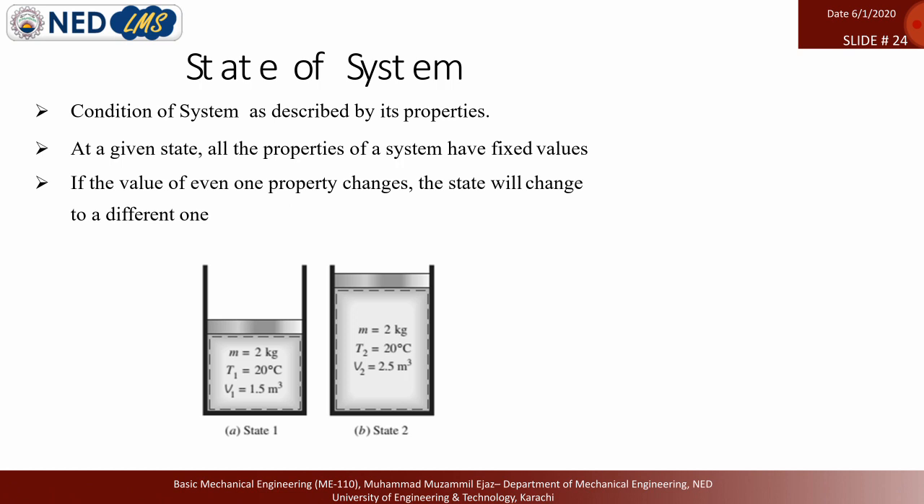The state or condition of a system is described by its properties. At a given state, all the properties of the system have fixed values. If the value of even one property changes, the state will change to a different one. Basically, it is a transformation of properties. Like in the first state, the volume is 1.5, but in the second state, the volume changes from 1.5 to 2.5. So it goes from one state to another.